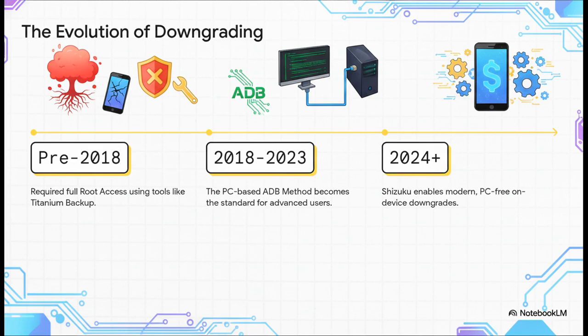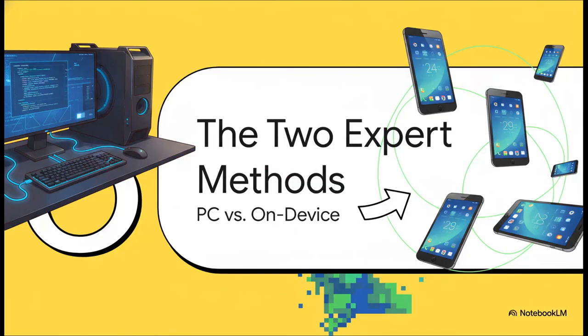Then, for a long time, the standard for tech-savvy users was this PC-based method using a tool called ADB. But now, it's 2024, and modern tools like Shizuku actually let you do this whole process right on your phone. No computer needed. It's gotten so much easier. So that basically leaves us with two main expert-approved ways to use those secret flags and get this done.